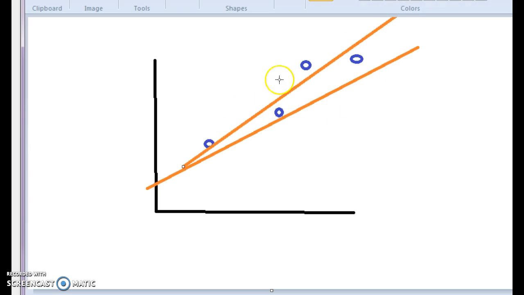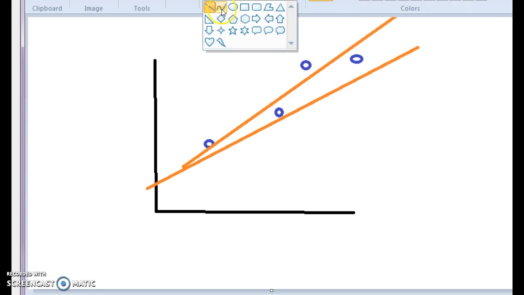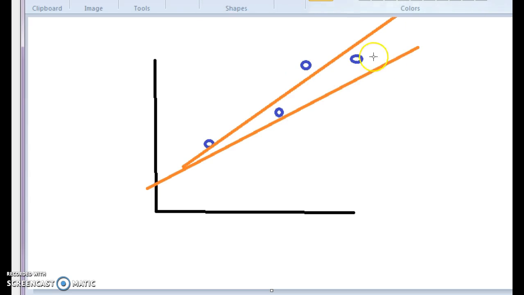now I can see I have 1, 2 above and 2 below. That part is balanced. However, notice this. If I look at how far away they are, you can see that overall, there's a bigger distance on the bottom compared to the top. So that is also not the best fit line.